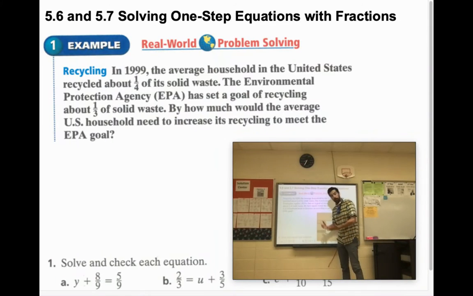Now we're going to solve equations with fractions. You've solved one-step equations. You always get rid of the stuff by doing the inverse operations. Now we're just going to do it with fractions.